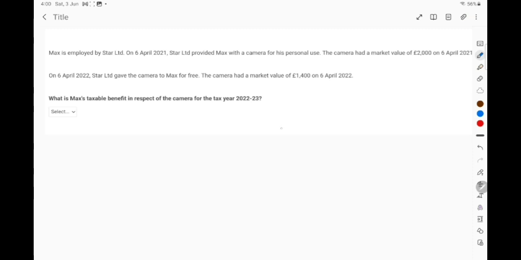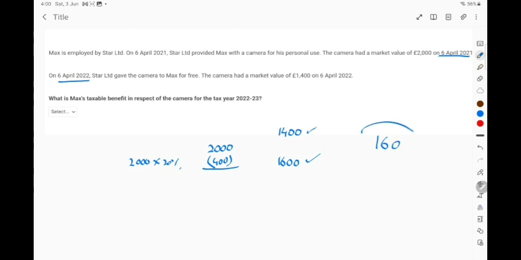At the date of gift, we have to consider two values: 1400, the market value at the date of gift, and the remaining value. In the previous year, when the asset was provided to the individual, it had a value of 2000. From 6th April 21 to 22, the asset was used for 1 year by the employee. So for this 1 year, 20% of the cost of the asset is included in his benefit. So the remaining value at the time of gift is 1600. We have to consider these two values, and whichever is higher is the taxable benefit.